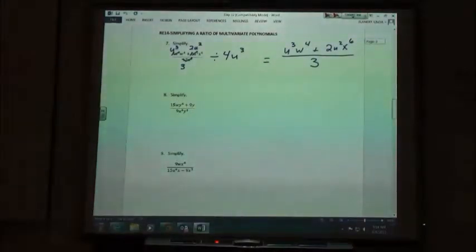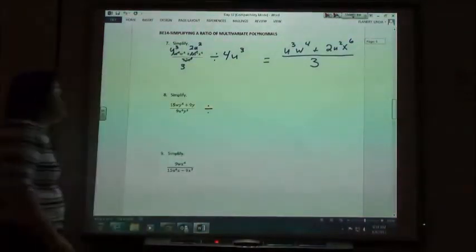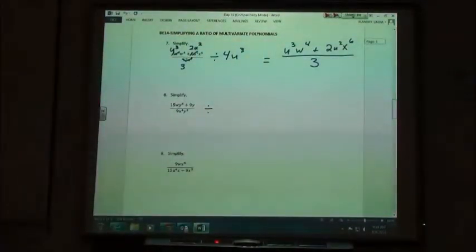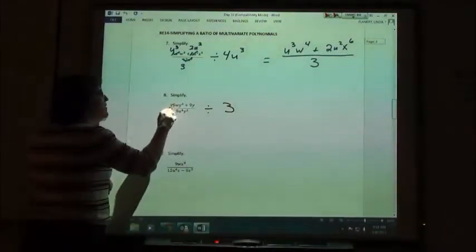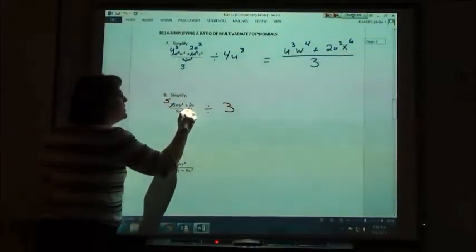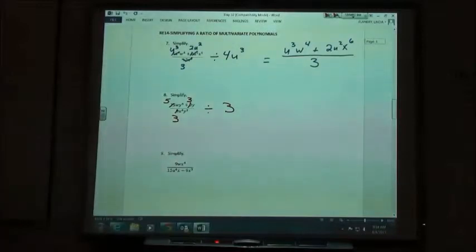So number 8, if I'm going to simplify that fraction, I'm going to divide out my greatest common factor. So 15, 9, and 9 are all divisible by 3. So I'm going to reduce all those down by 3. 3 goes into 15 5 times, into 9 3 times, and into that 9 3 times.